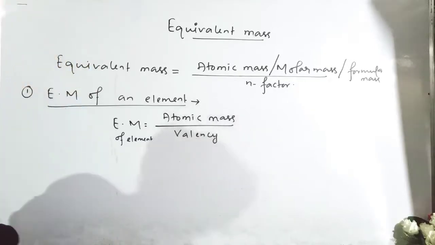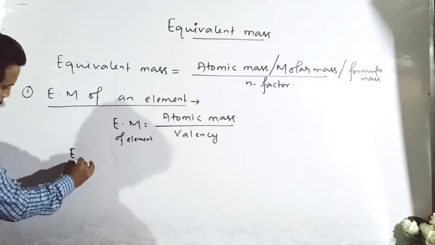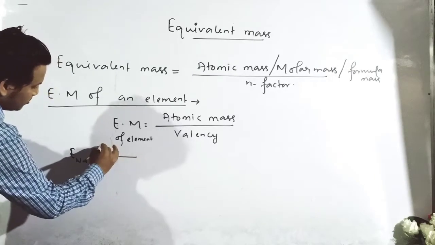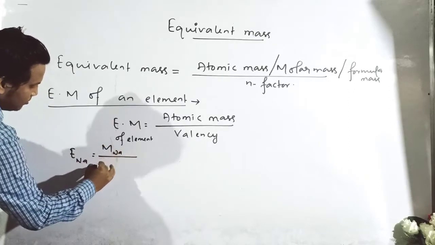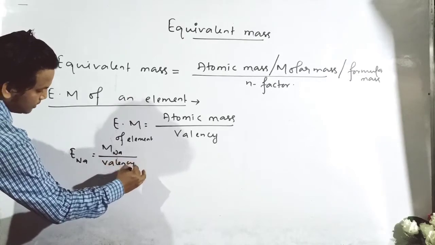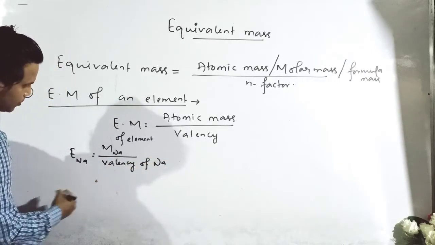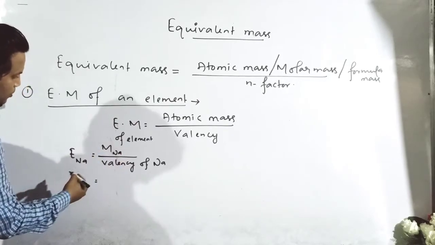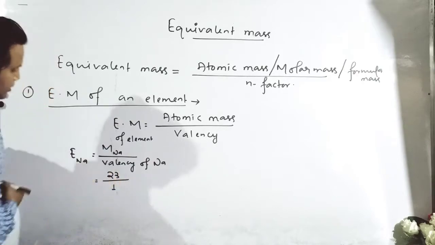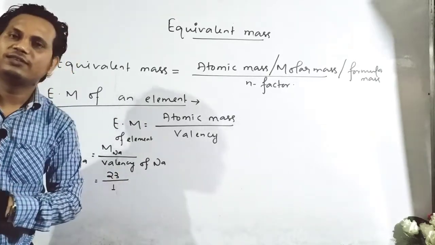For example, suppose we have to find the equivalent mass of sodium. What will be the formula? Formula will be atomic mass of sodium by their valency. What is the atomic mass of sodium? It is 23. What is the valency of sodium? 1. So our answer will be 23.